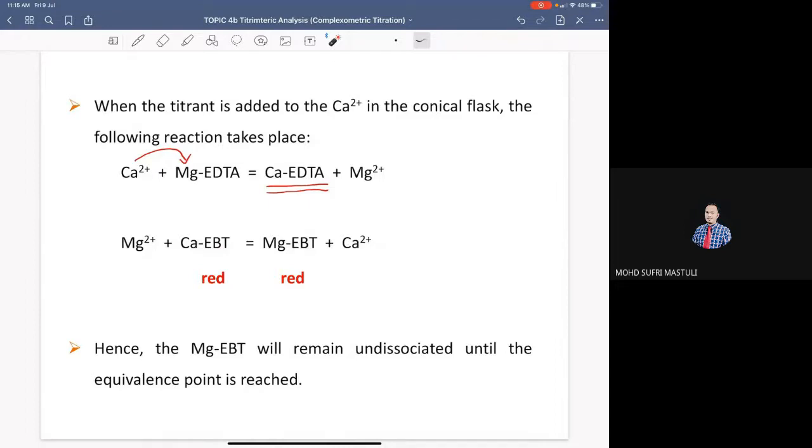Hence, the magnesium-EBT will remain undissociated until the equivalent point is reached. Meaning that the magnesium-EBT is very stable. It won't dissociate until it reaches the equivalent point. As compared to the calcium-EBT, which is less stable, so it will dissociate easily. That's why the endpoint is reached earlier, before reaching the equivalent point.